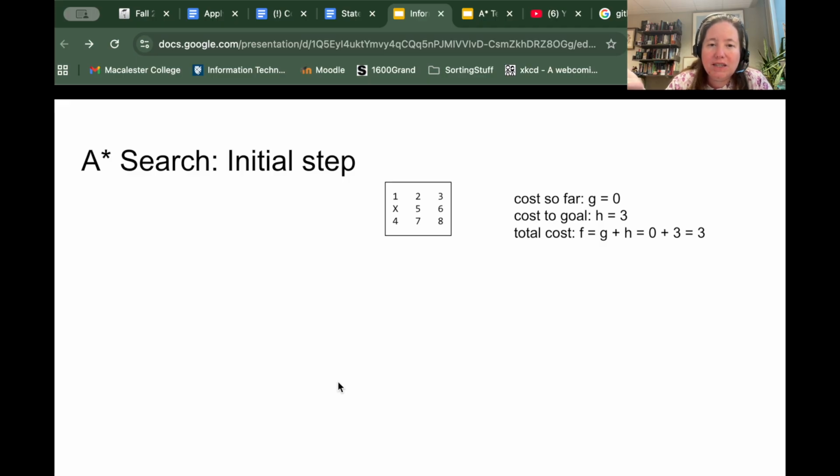So our starting state, we talked about this before. The heuristic cost is 3 because the 4, the 7, and the 8 are out of place. Our cost accrued so far is 0. We haven't done anything. So the cost that's used for the priority queue is F, the sum of the other two. So it's basically 3.